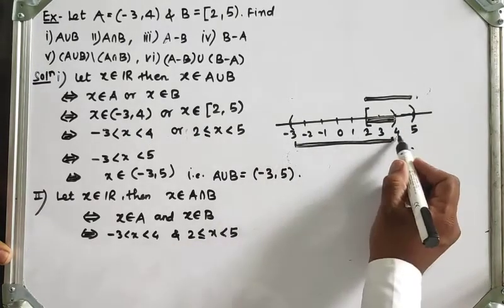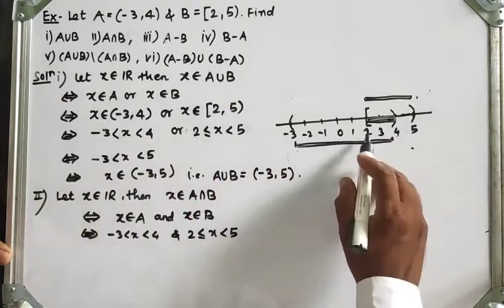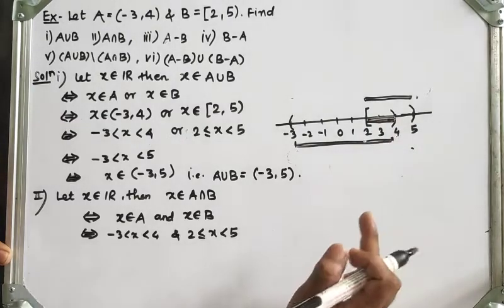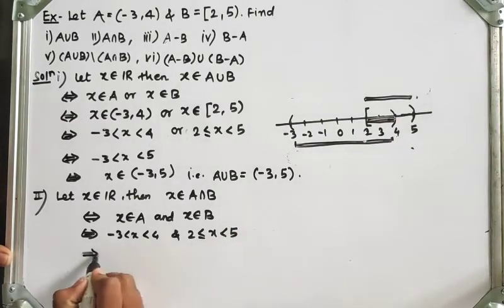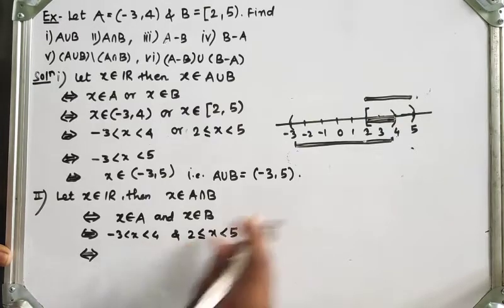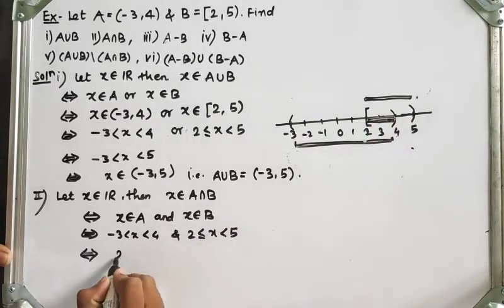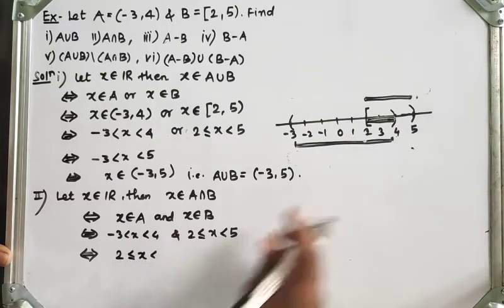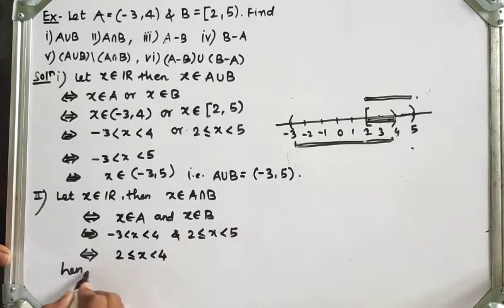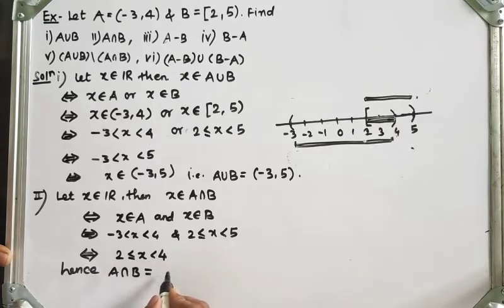Here is -3 to 4, the first part, and the second part is 2 to 5. Then their common points will be from 2 to 4. So, if and only if the common points will be, what are the common points? Here it is closed at 2, right? So 2 less than or equal to x less than 4, which is the common points. Hence A intersection B should be the interval [2, 4).